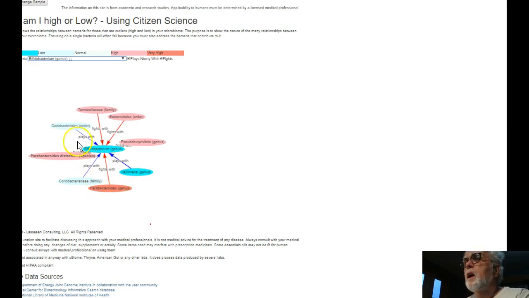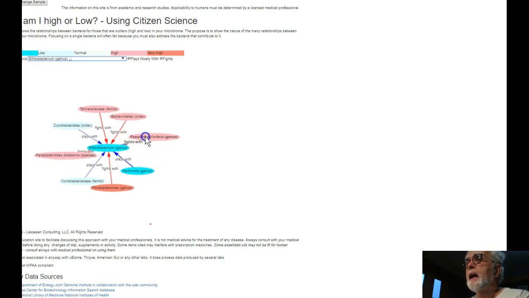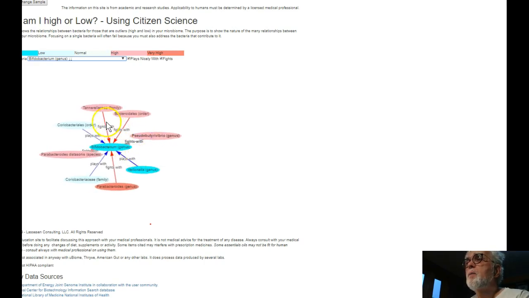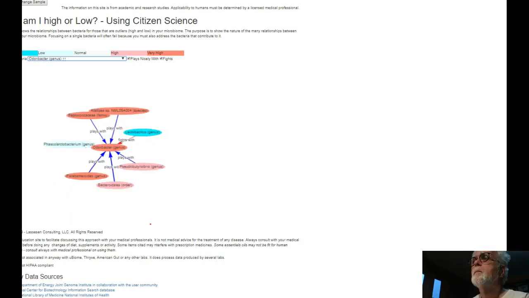So the width of the line indicates how strong the relationship is. That means you can see that this one has actually a weak relationship. These two are stronger. This one actually has the strongest relationship. And what we have over here is probably three very strong relationships, so they are really pushing it down. Okay, let's go on to another one.